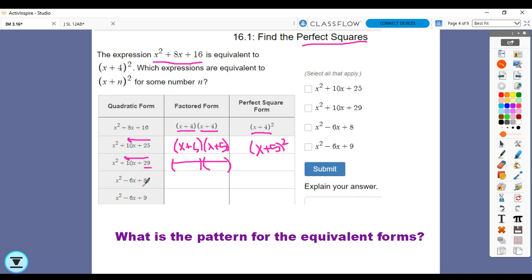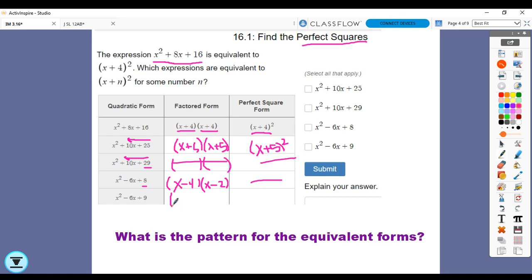All right. Are there factors of 8 that add to get 6? Yes. So x and x, 4 and 2. I need a positive 8, so the signs are the same, and a -6, so they're both negative. But this time these two don't match, so there is no perfect square form because they're not the same.